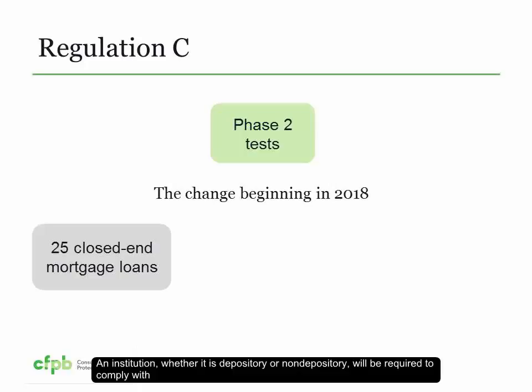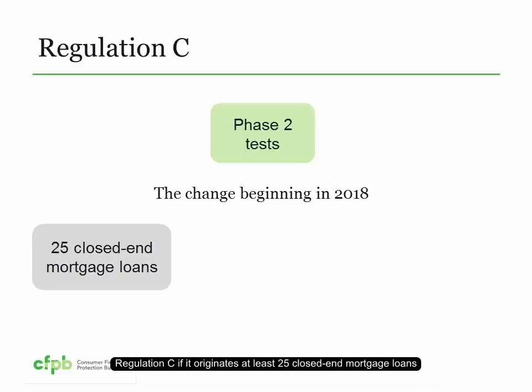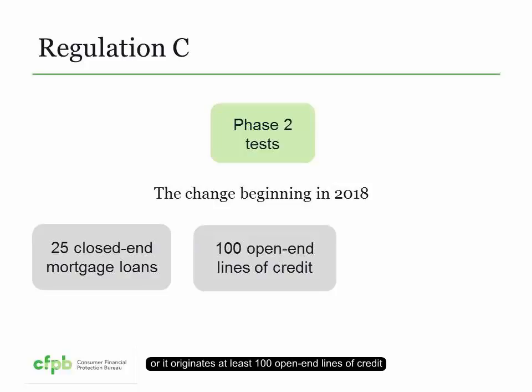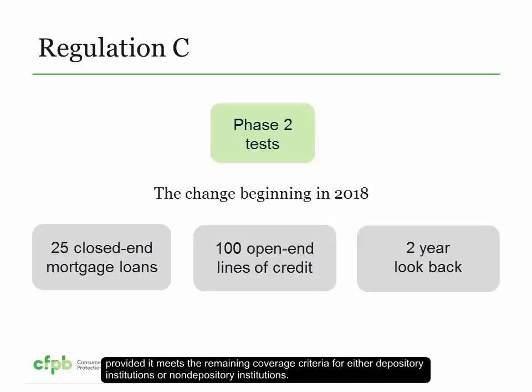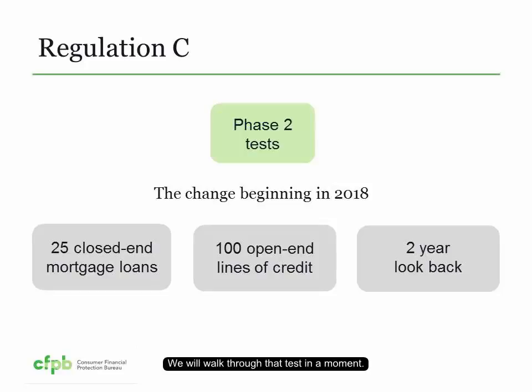An institution, whether it is depository or non-depository, will be required to comply with Regulation C if it originates at least 25 closed-end mortgage loans in both 2016 and 2017, or it originates at least 100 open-end lines of credit in both 2016 and 2017, provided it meets the remaining coverage criteria for either depository institutions or non-depository institutions. We will walk through that test in a moment.